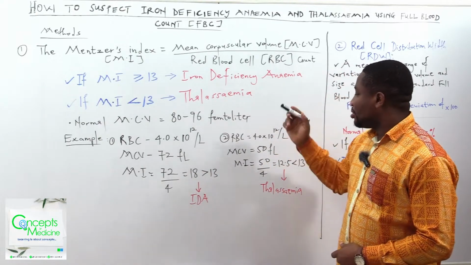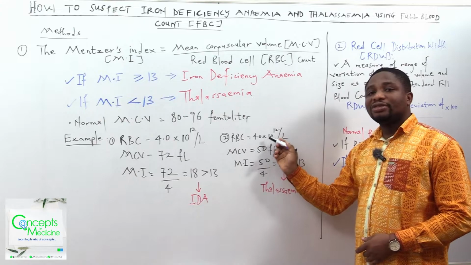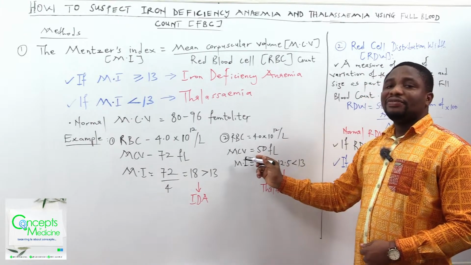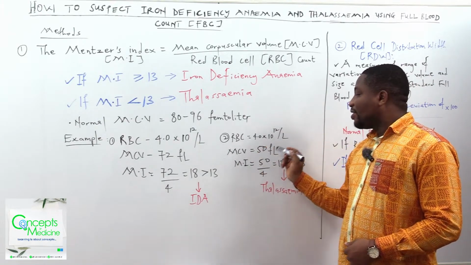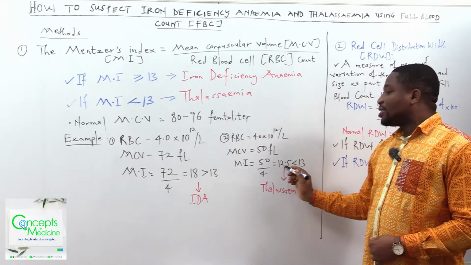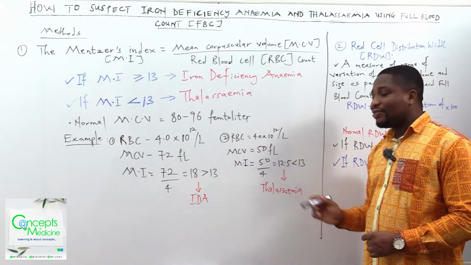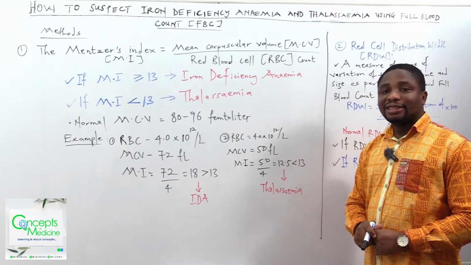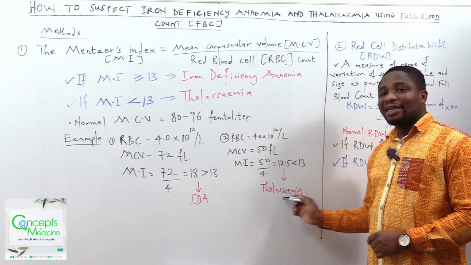The second example, red blood cell count, same, 4 times 10 to the power 12 per liter. MCV, mean corpuscular volume, 50 femtoliter. Using the Mentzer Index, that will give us 50 over 4, which is equal to 12.5. And 12.5 is less than 13. Hence, we can suspect thalassemia.